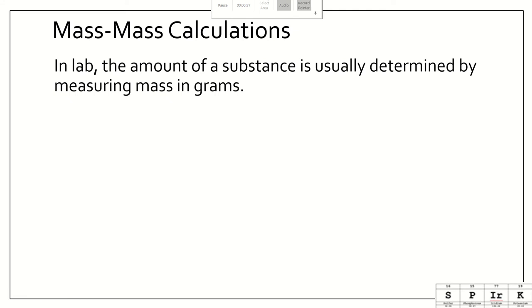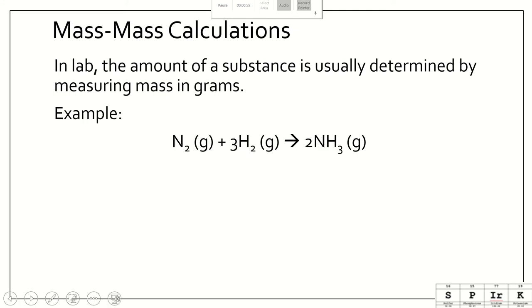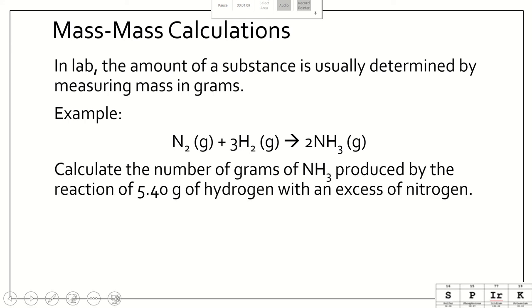So in the lab, the amount of substance is usually determined by measuring mass in grams, and we're going to use this example. So here is our chemical equation. Nitrogen gas plus hydrogen gas yields ammonia. And notice that it is already balanced for us. You have to have a balanced equation when doing stoichiometry problems. So this says calculate the number of grams of ammonia produced by the reaction of 5.4 grams of hydrogen with an excess of nitrogen.